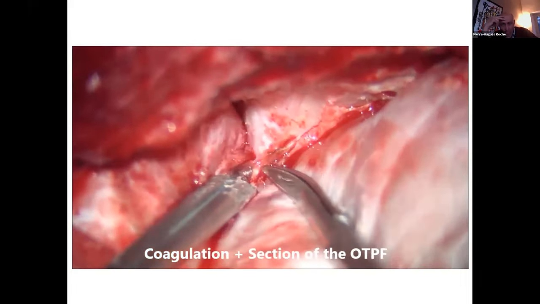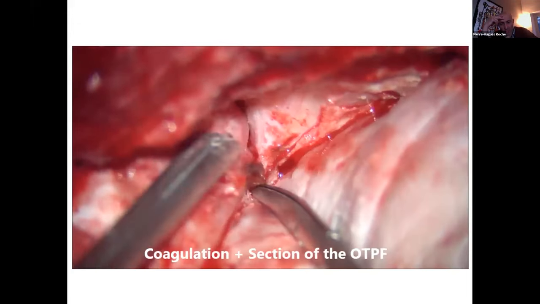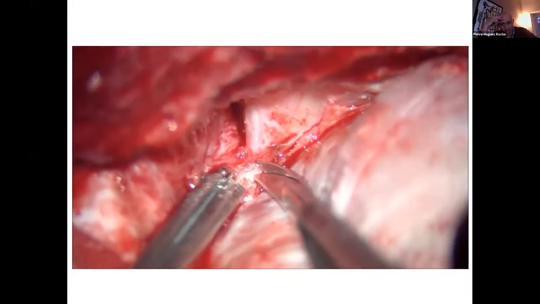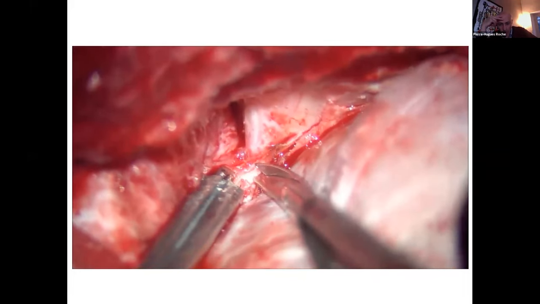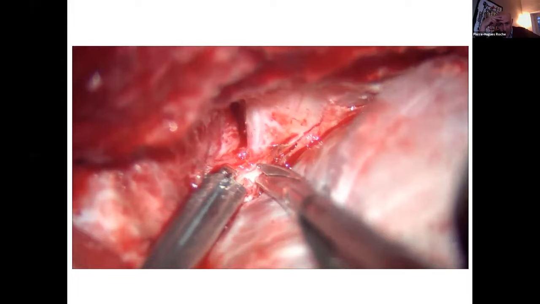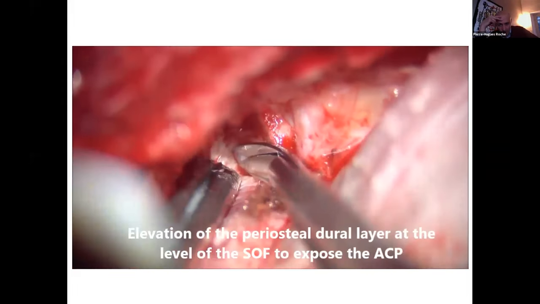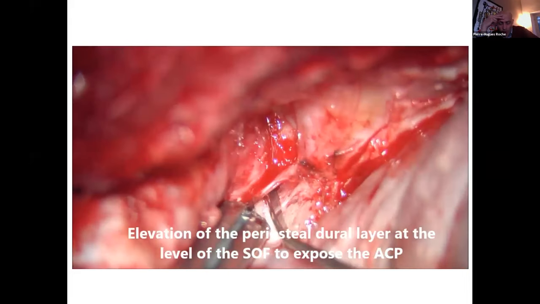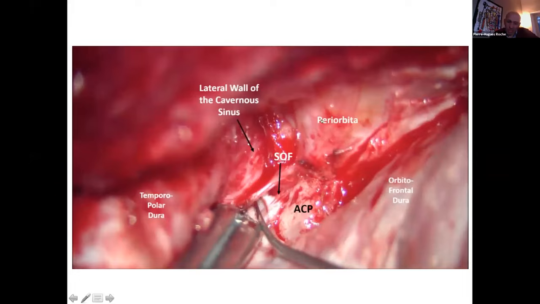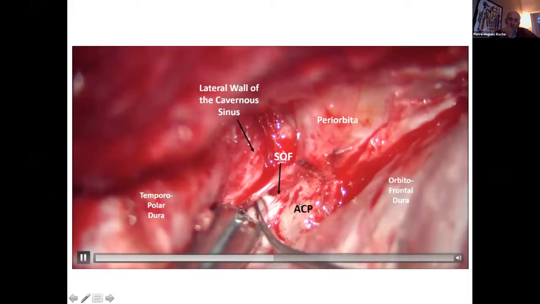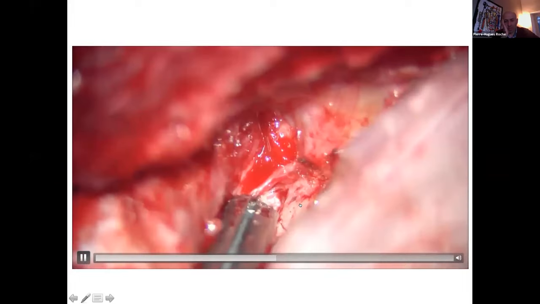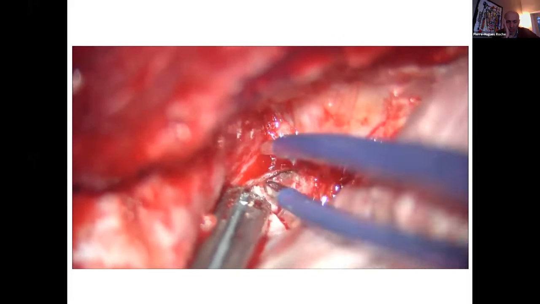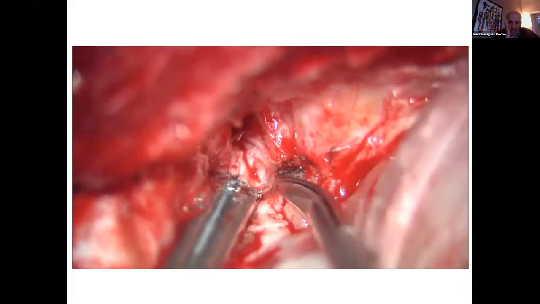People are reluctant to do that because they consider that this is the superior orbital fissure. This is not exactly the superior orbital fissure. And there is no risk to cut this meningoorbital fold in order to elevate the dura propria from the superior orbital fissure and to improve the corridor around the ACP, which is key in order to remove it safely. So this dural work is essential to expose the relief, the contour of the ACP.